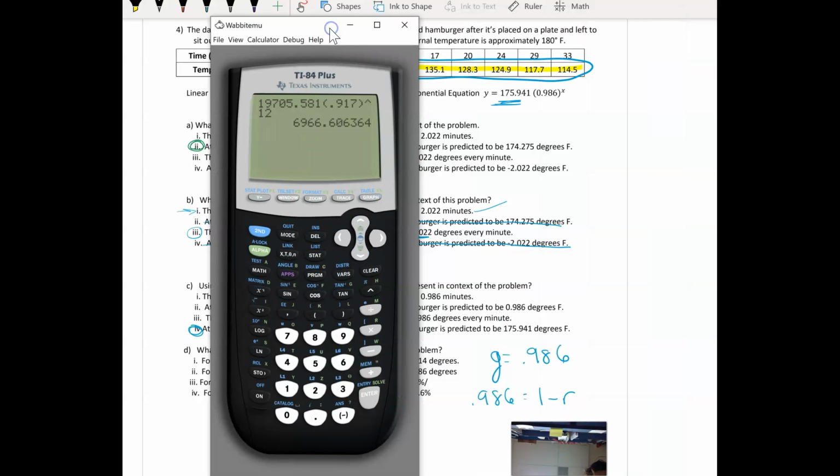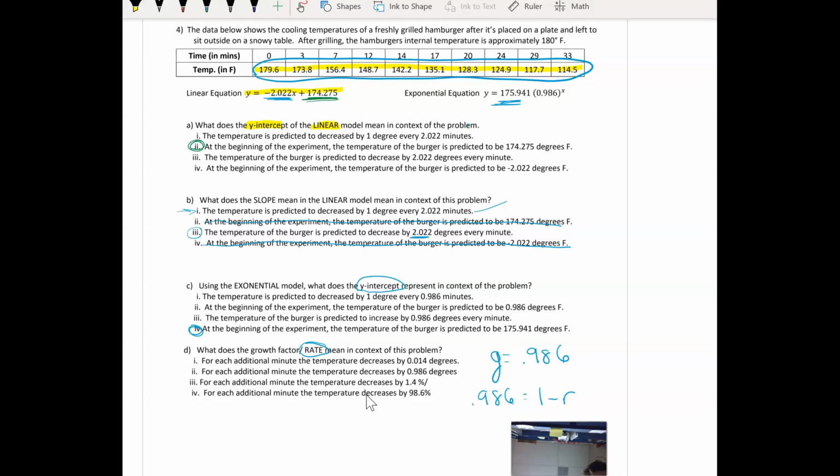Now, what's the difference between those numbers? And so I get 0.14, but remember, that's the decimal. If I move that decimal 2 times to the right, it ends up right here. And when I just look at the numbers popping up in the answer, 3 looks like the best. So for each additional minute, the temperature is decreasing by 1.4%.